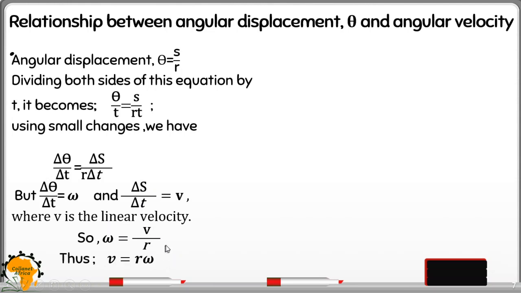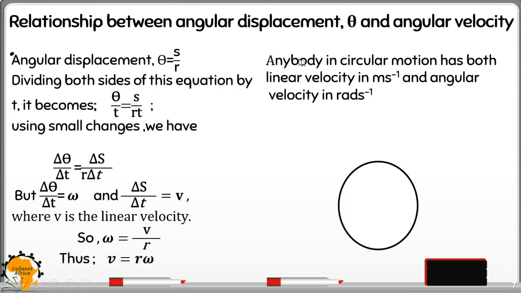That is after making v the subject of this formula. Then from there, we say that any object that is moving in a circular motion has both linear velocity in meters per second and angular velocity. So this is our circular path. If you draw a tangent that is moving towards that direction, that will give us the linear velocity.